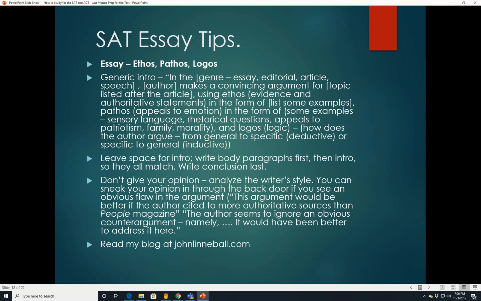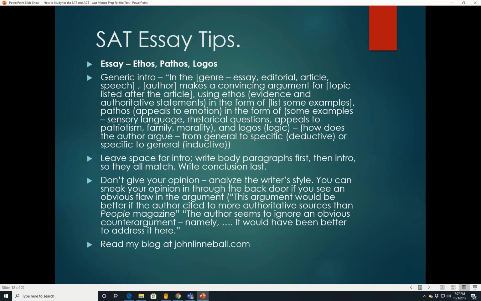However, you can sneak your opinion through the back door, and if you see an obvious flaw in the argument, and also your emotions, your opinion can be a good guide to what's wrong with an essay that does have a defect in it. You might say, well, wait a minute, they refer to just some really non-authoritative sources. So, for example, this argument would be better if the author cited more authoritative sources than People magazine. Or the author seems to ignore an obvious counter-argument, namely, it would have been better, blah, blah, blah. And you can address it there.